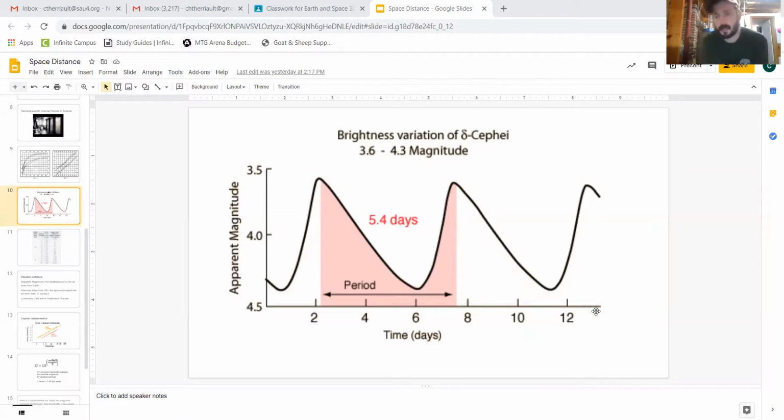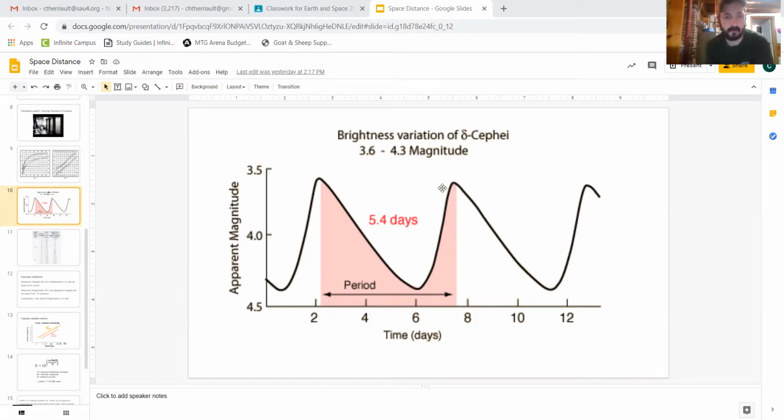So on a light curve, are two important pieces of information about any Cepheid variable star. You have the period of the Cepheid variable star from its brightest point to its brightest point, or its dimmest point to its dimmest point. In this case, a delta Cephei. Our period is equal to 5.4 days. Right? So notice time is in days. From here to here is 5.4 days.